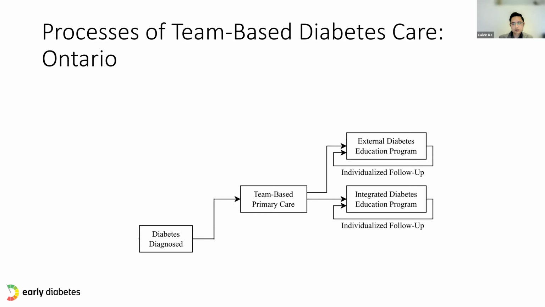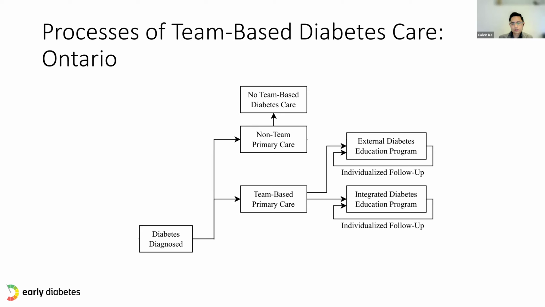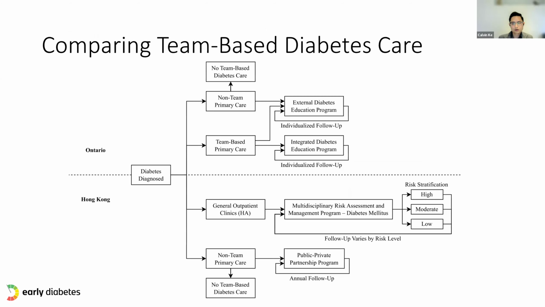Some team-based primary care settings do not have a built-in integrated diabetes education program, but there is an option to refer patients to an external site for this type of education. And again, that would be individualized education, individualized follow-up. There are other patients who might go to walk-in clinics or see family physicians who don't work in team-based settings, and so they wouldn't receive team-based diabetes care because there's no team. But some of these patients do end up getting referred to an external site, so there's an option to go to an external diabetes education program. And so these are how the processes look in Ontario compared to Hong Kong.